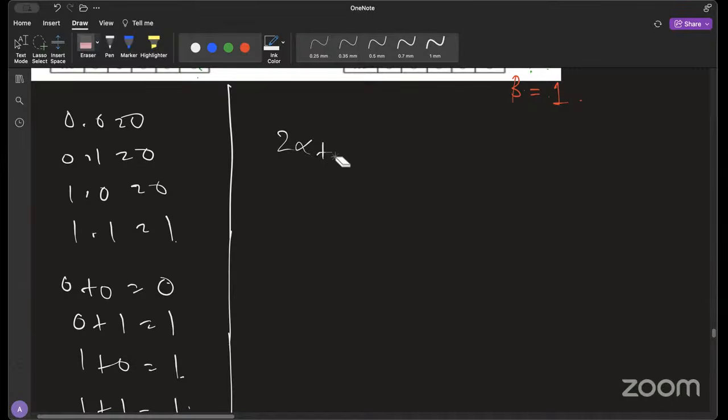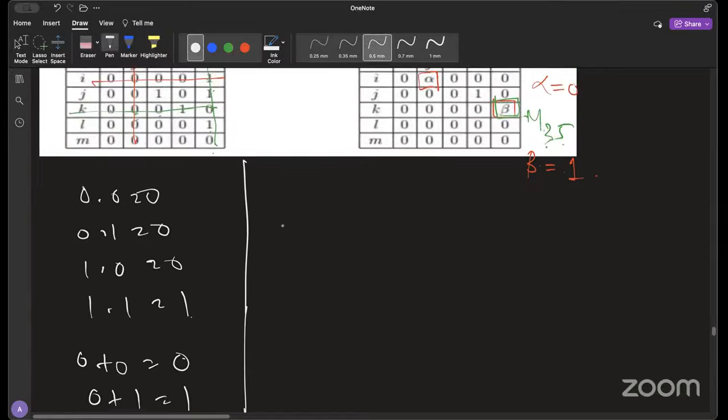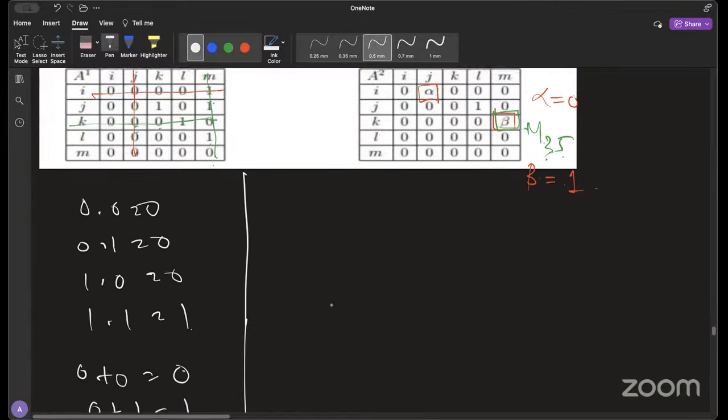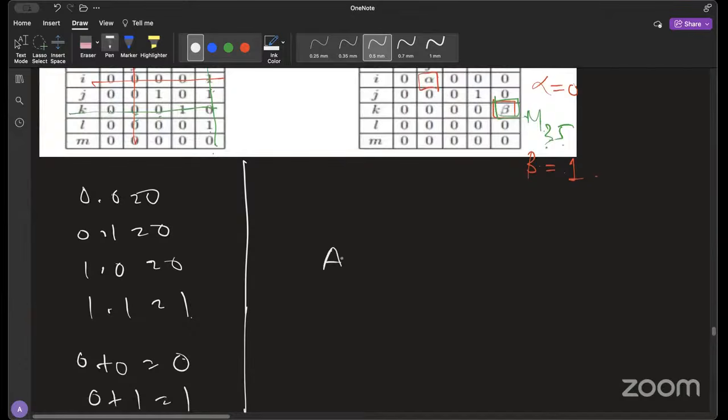Ma'am, can you repeat the line, how beta gets 1 when multiplying? Which line? Ma'am, after multiplying 0, how do we multiply? Let's say you have a matrix here.